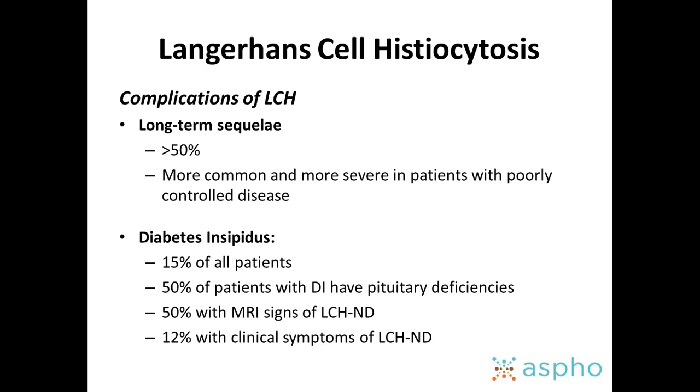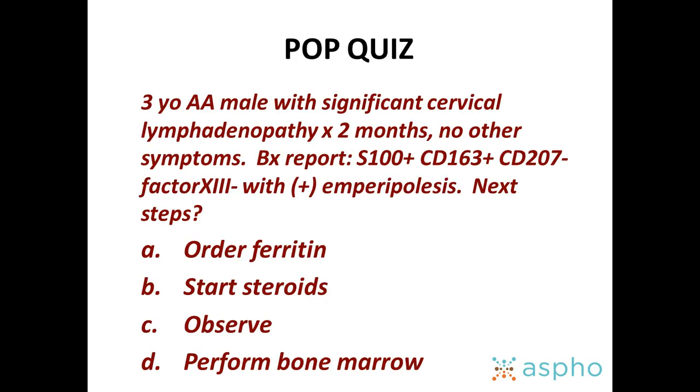Again, a major theme is that there's long-term sequelae in over 50% of the patients with LCH. And it's more common in patients who have longer-standing disease. And then for diabetes insipidus, just be aware that this arises in 15% of all patients, so it's a big problem. And then 50% are going to have anterior pituitary deficiencies. I noticed I said have pituitary, so 100% should have pituitary deficiencies, but 50% will have anterior pituitary deficiencies.